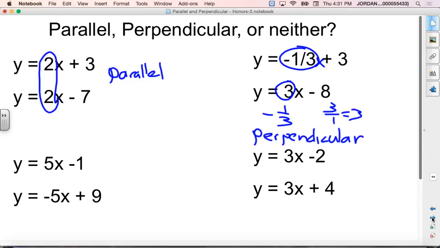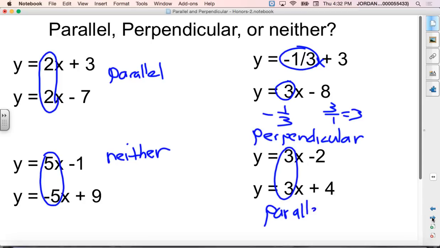All right, the bottom left one, these two slopes, they're not the same like the first one, and they're not really opposite reciprocals either. They're just opposites. All we did was change the sign. We didn't flip the fraction too. So this one's neither. They've got to do both. You've got to change the sign and you've got to make it a reciprocal. All right, and the last one, the slopes are 3 and 3. Those are the same, so that one's like the first one. It's parallel also. Okay, and a lot of this stuff should be a review from Algebra 1.